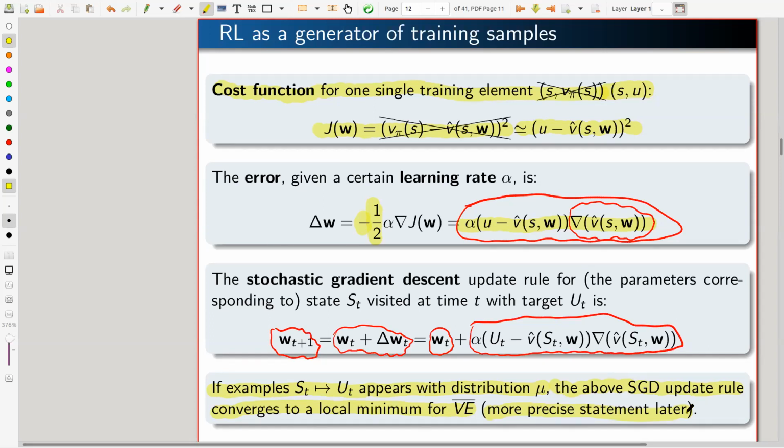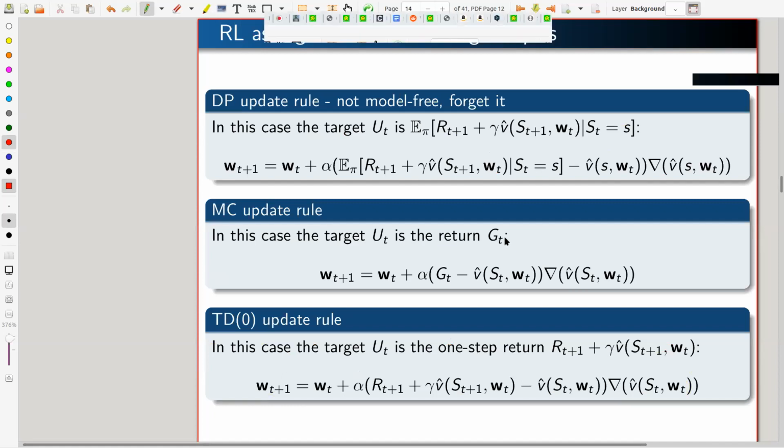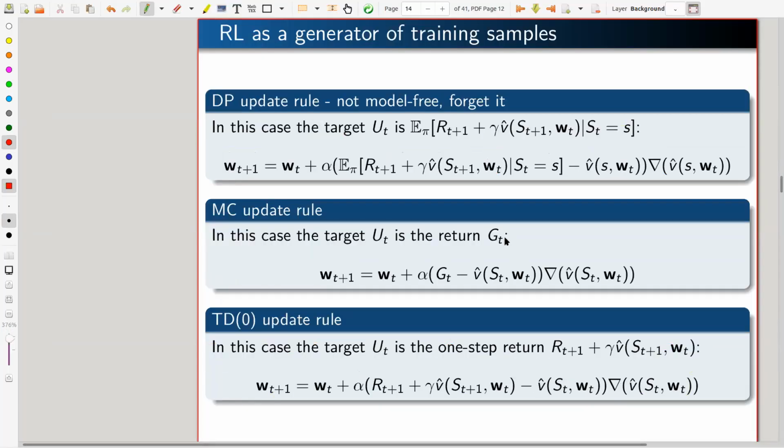So you see the label we are using here. I'm already answering the previous question. How do we build the labels, the training data? The training data are given by the pair state and the target.